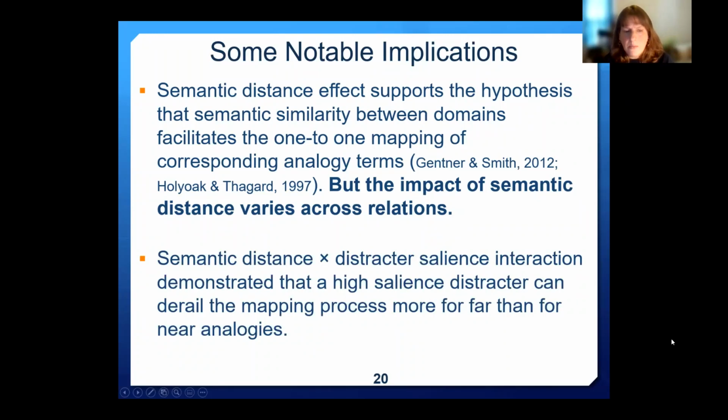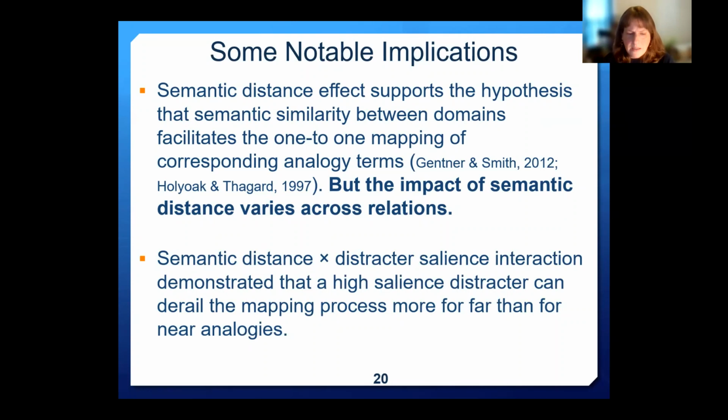And then another contribution is that the semantic distance by distractor salience interaction demonstrated that a high salience distractor can derail that mapping process more so for the far than for the near analogies. And it could derail the mapping process, for instance: leather is to saddle as gold is to earring.